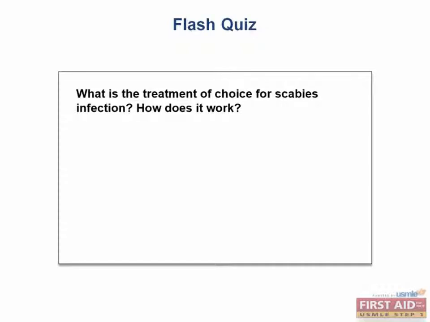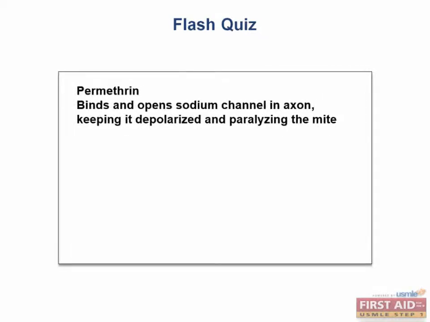Now time for a flash quiz. What is the treatment of choice for scabies infections? And how does it work? What is the mechanism of action? The treatment of choice for scabies infections is permethrin. Permethrin binds and opens the sodium channel in axons, keeping it depolarized and paralyzing the mite.